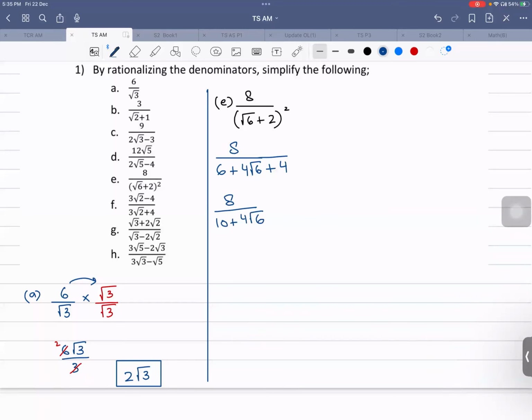Sir, couldn't you simplify this by dividing all the things by 2? Yes, this is what I wanted to know. I'm going to take 2 common from the numerator and take 2 common from the denominator and simplify it to 4 upon 5 plus 2 root 6. Now we should rationalize.